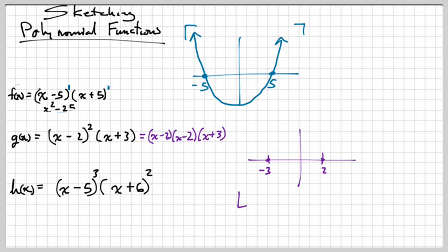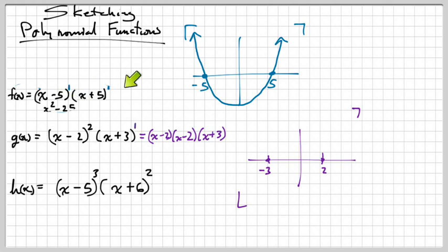So I'm going to put these two corners right here so that I know where to start and where to end. I'm going to start down here in the lower left-hand corner, and stuff has to happen here. Let's see. When I get to the -3, I'm going to go through it. And the reason why I'm going to go through it is because it has a multiplicity of 1. Just like before.